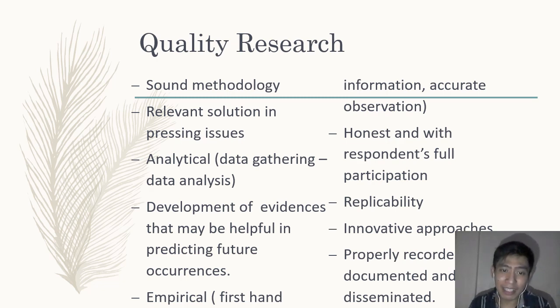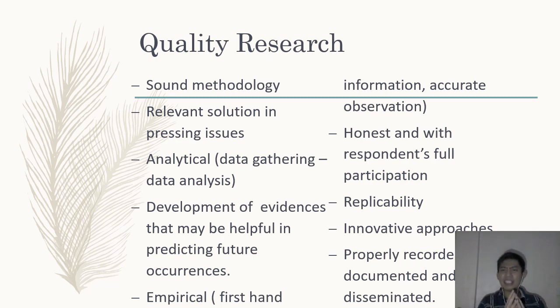It should be empirical. It should be on a first-hand basis. The information should be first-hand. First-hand means that it is through our informants, honest and with the respondents' full participation. To have a quality research, you should have rapport, should have a connection with your participants.